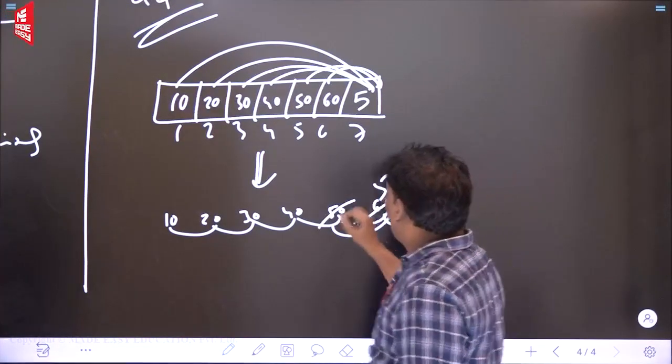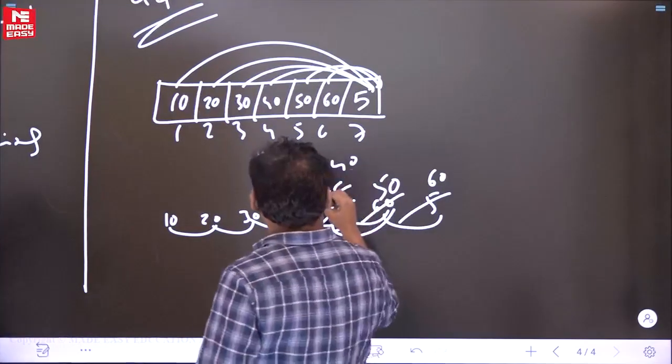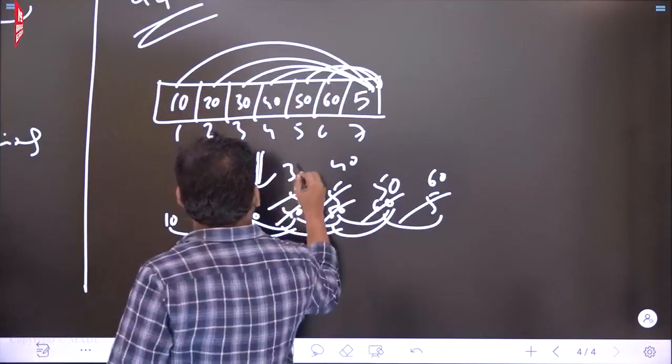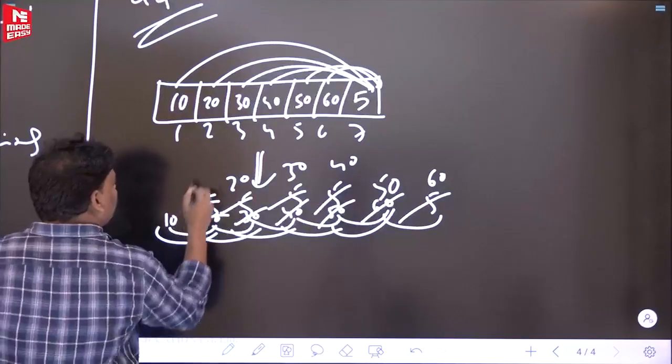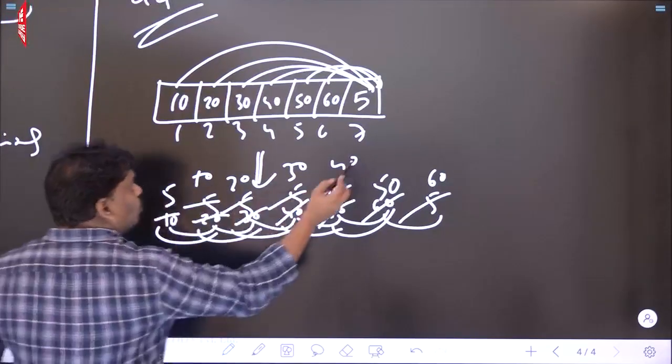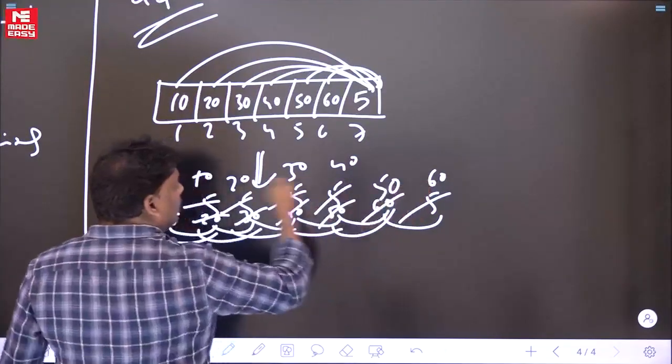Again 50 here, 5 here. Again 40 here, 5 here. Again 30 here, 5 here. Again 20 here, 5 here. Again 10 here, 5 here. I think only for the last person there is a problem, and for all the remaining people, no problem.